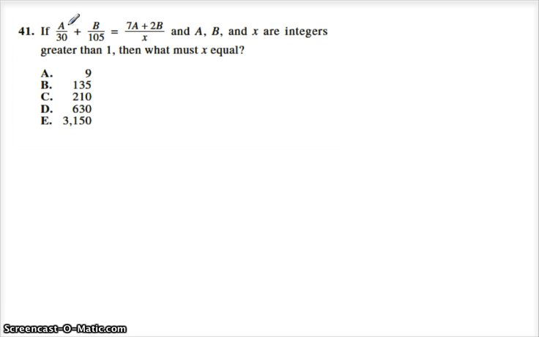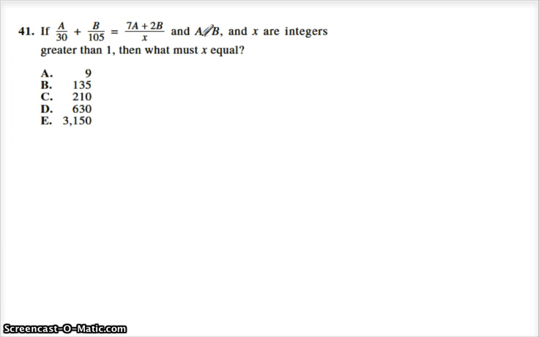So if we consider what's on the left-hand side and on the right-hand side, we see the a's and we see the b's, but now instead of being two separate fractions, it's one combined fraction. So that tells us that this x is going to be a common denominator, the least common denominator, hopefully, for 30 and 105 for these two fractions. So let's go ahead and consider how we can find the value of x.